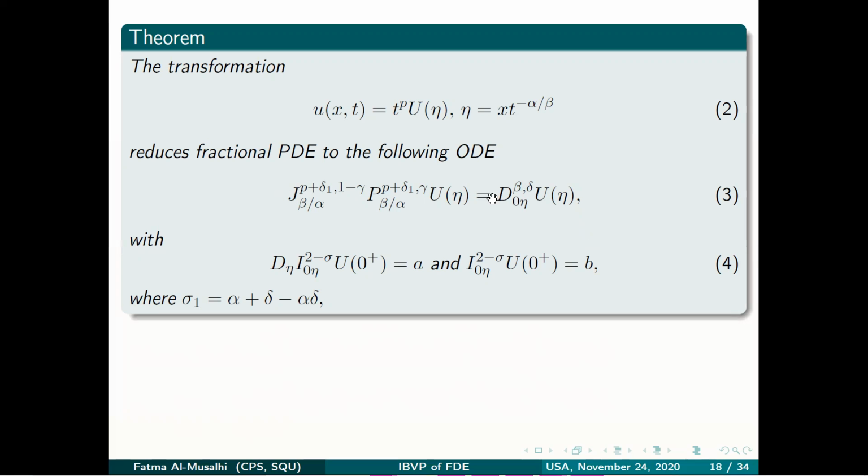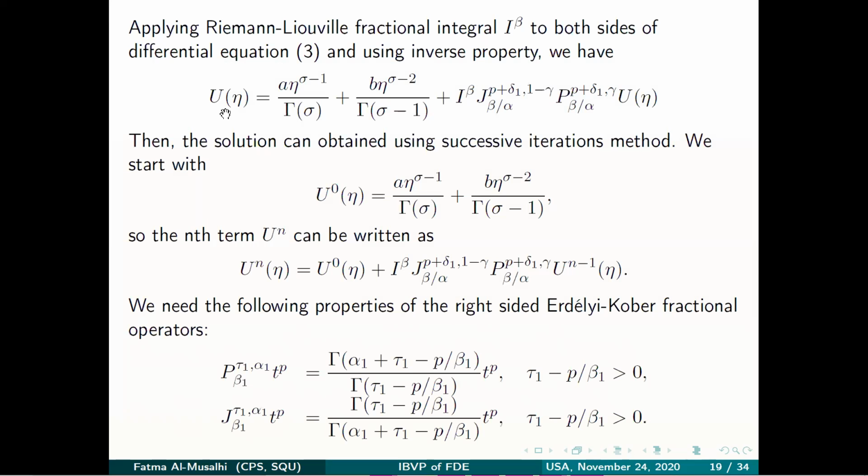So we are going to use the inverse property of the Hilfer fractional derivative. As we said before, the inverse of the Hilfer fractional derivative is the Riemann-Liouville fractional integral. So we apply I beta to both sides. Our equation, using the inverse property, can be written in this form. Then we use the successive iteration method to solve this equation.